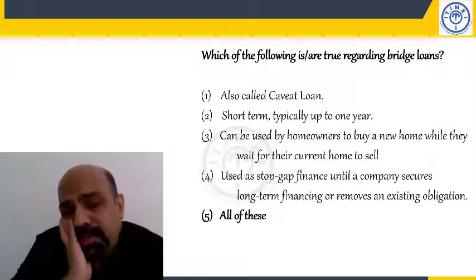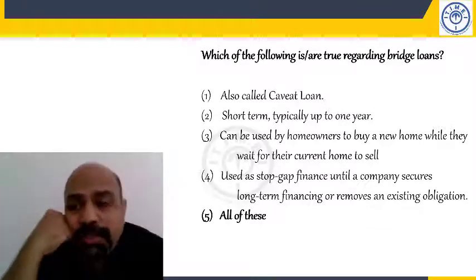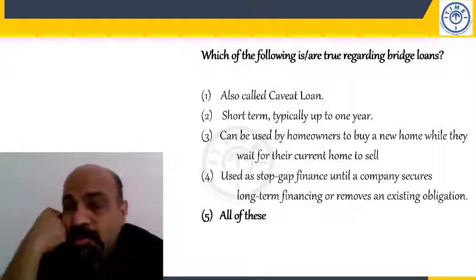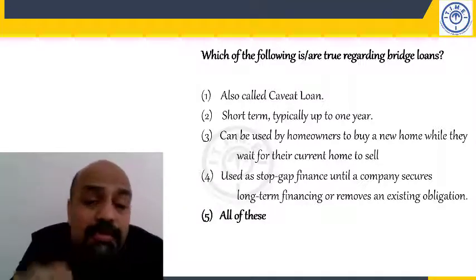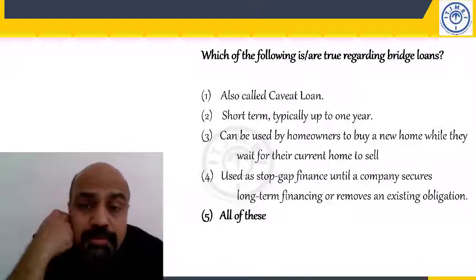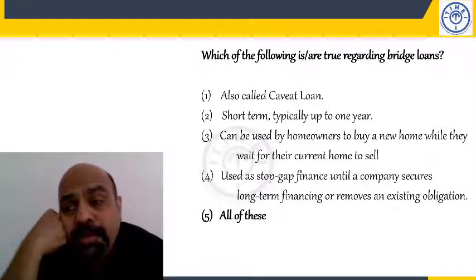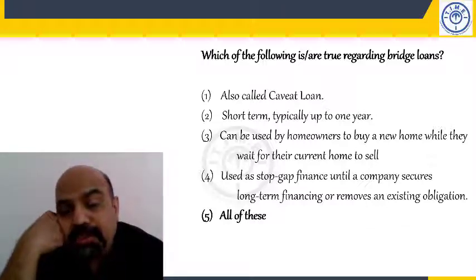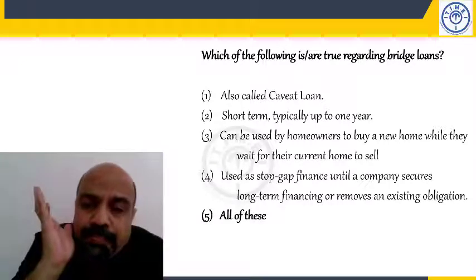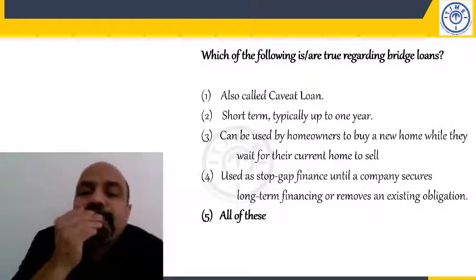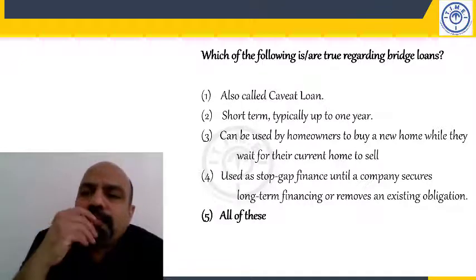Short term, typically up to 1 year, can be used by homeowners to buy a new home while they wait for their current home to sell. This is the case of a bridge loan for home borrowers, basically people who borrow money to buy homes. Next, it is used as stopgap finance until a company secures long-term financing or removes an existing obligation. All of them are right. It's choice 5. Basically, it's a short-term loan, okay?